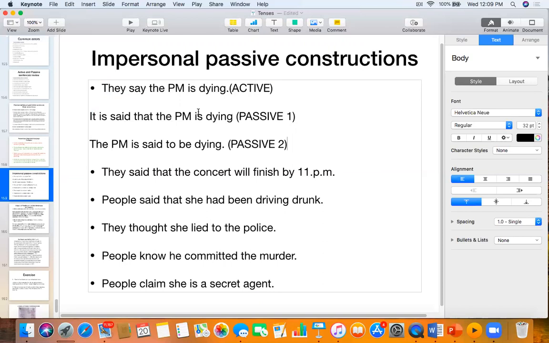Another way is to put the PM first: the PM is said to be dying. So there are two ways of changing it into passive.